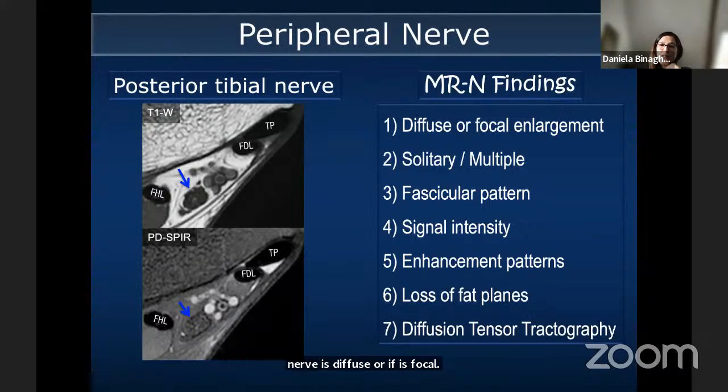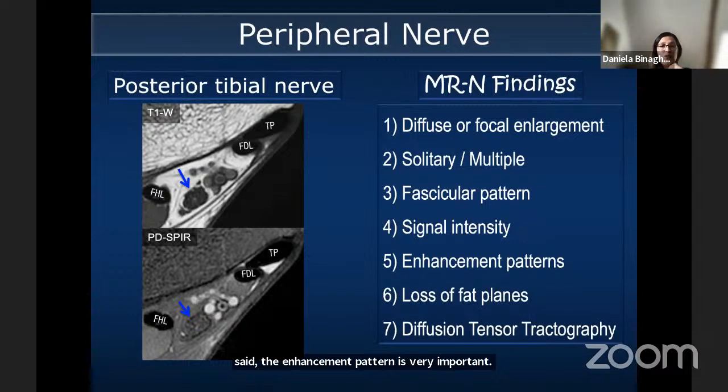And this is very important because later on, I will show you these tumoral or pseudotumoral cases in which we are seeing an inflammatory condition and not a nerve affected by a tumor. So this is very important. We also will analyze the fascicular pattern and the signal intensity. And as I said, the enhancement pattern is very important.